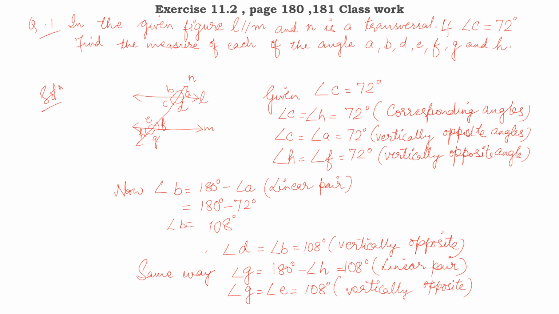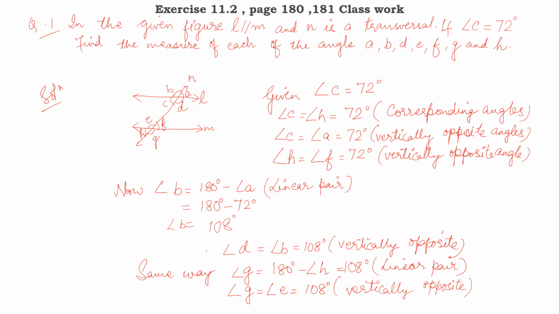Now I have done some questions from your exercise. I have given you the detailed solution. I just want to explain to you how they are done. In the given figure, L and M, I request you all to make the lines with the scale, and N is a transversal line. If angle C is 72°, find the measure of each angle.